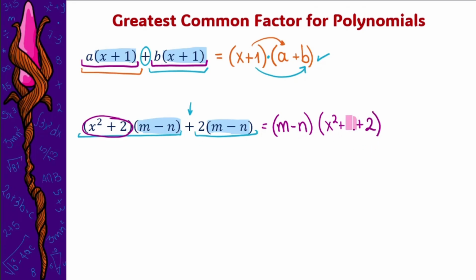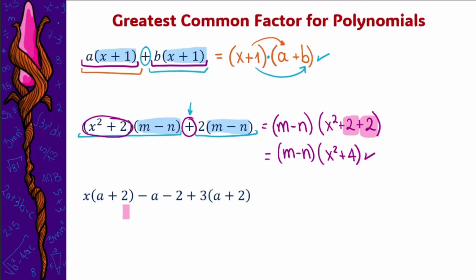Notice that in this case, we actually got two like terms in the parentheses. So we could also operate them. So we would have m minus n times x squared plus 4. And that would be equivalent to what we had before. So we changed an addition and we converted it into a multiplication. We did a factorization. And finally, let's check this one.